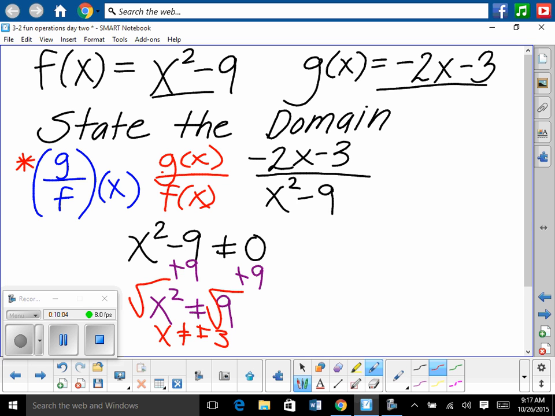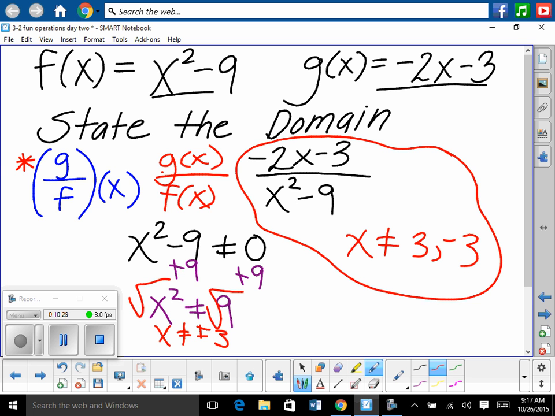Does everybody understand how I did that? Look, if you plug in 3, 3 squared is 9, minus 9 is 0. What's negative 3 squared? 9. 9 minus 9 is 0. Does everybody see how this would be our answer, except for x cannot equal positive 3 or negative 3?